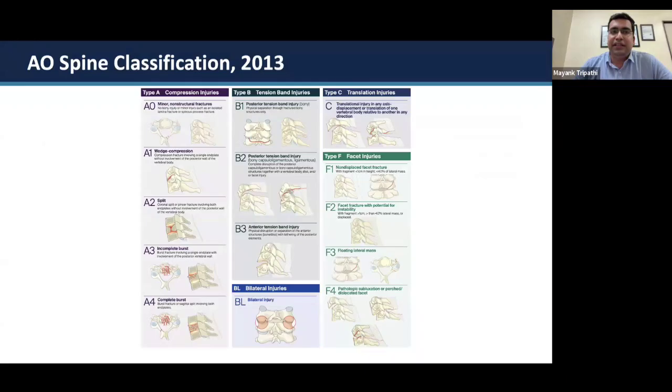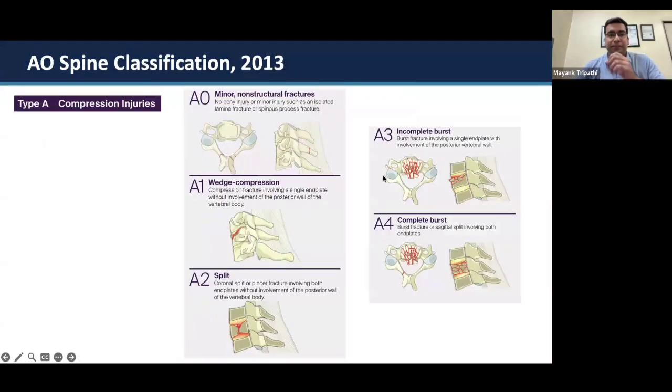And then in the year 2013 came the AO Spine classification. It classified injuries into different types: type A was compression injuries, type B was tension band injuries, type BL was bilateral injuries, type C was translational injuries, and type F was facet injuries.